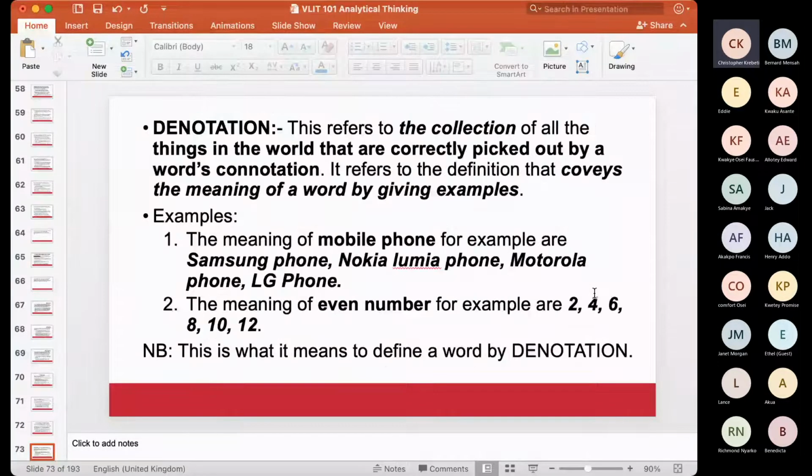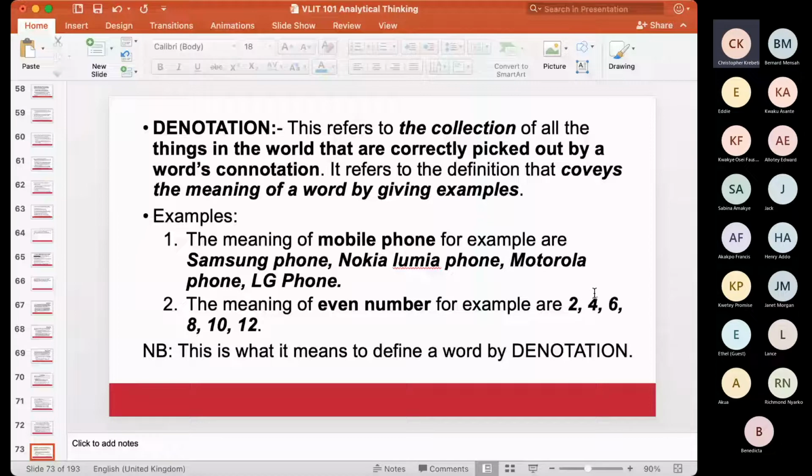When we talk about denotation, now we want to look at the denotation of head and mobile phone. Denotation refers to the collection of all the things in the world that are correctly picked out by a word's connotation. Okay, correctly. So all the things that are picked out by what the word connotes. We look at the collection of all things, all items. So we look at the class that particular term belongs to. But when you define it connotatively, you have the same meaning. That's what we are saying.